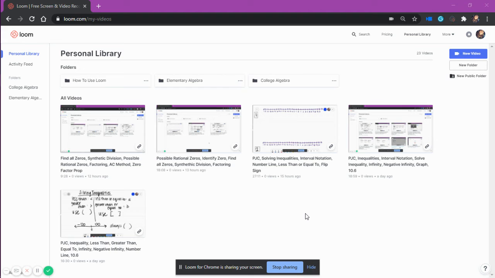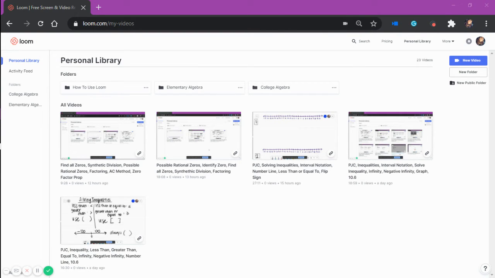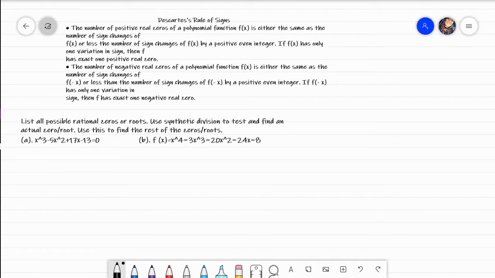Hey y'all, we're going to look at this one problem. Let me get to it. Okay, so what we're going to use is Descartes' rule of signs.